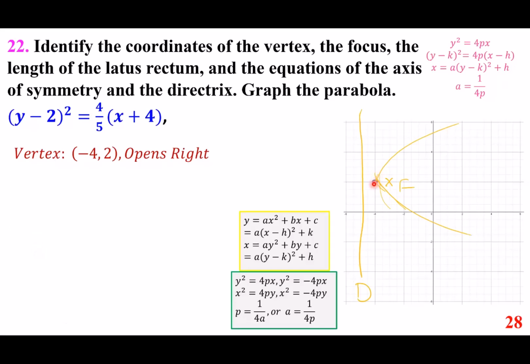Since I have this location, -4, 2, in order for me to find the focal point, all I have to do is calculate the p, and then add this to find out what the x coordinate of the focal point is. So I'm going to go to the right by p units. That's why you don't want to really memorize all those numbers that they give you. You want to understand how that works.